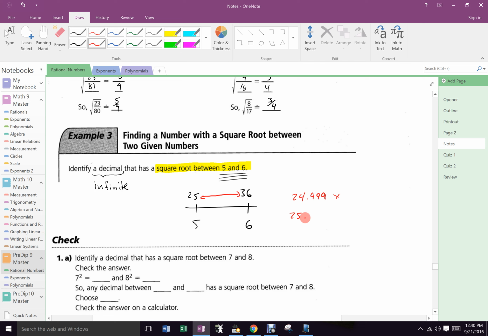Is 25.000001 right? Yes, because it's above 25. Is 25 right? No, because it's supposed to be between 5 and 6, and the square root of 25 is exactly 5. Are you picking up what I am putting down? I'm going to dangle my preposition because I don't care. Okay?